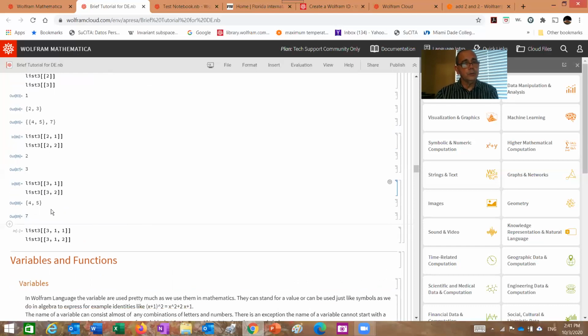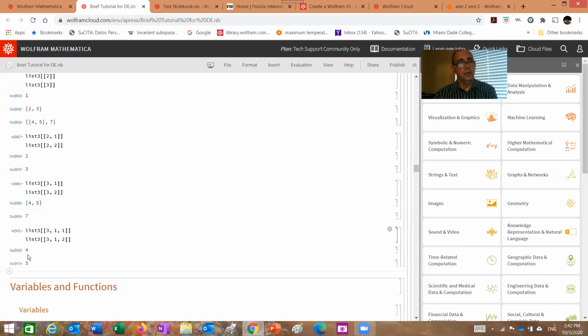Now, if you want to go to the 4 or the 5, you need to use one more index here because of the depth of 4 and 5. So you put list 3, 1. 3, 1 is what returns this list, and you put 1 for the first element, 2 for the second element. So when you press Shift Enter here, you get the 4 and the 5.